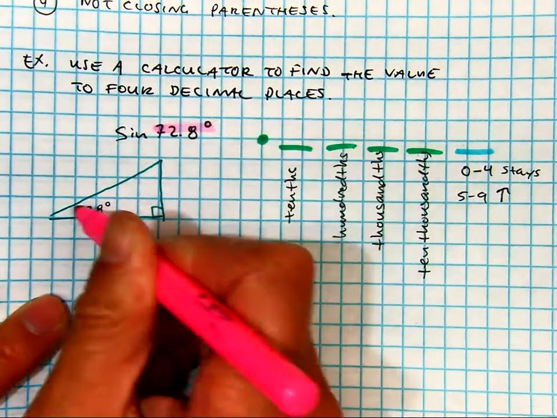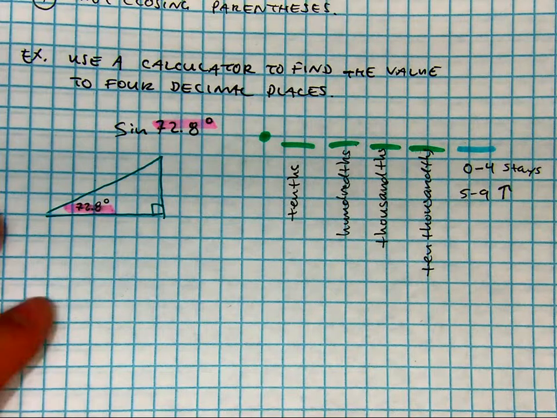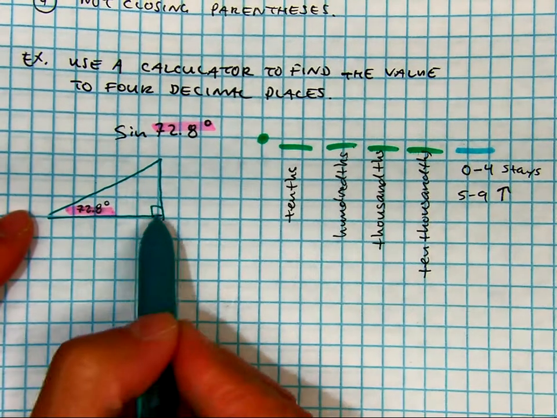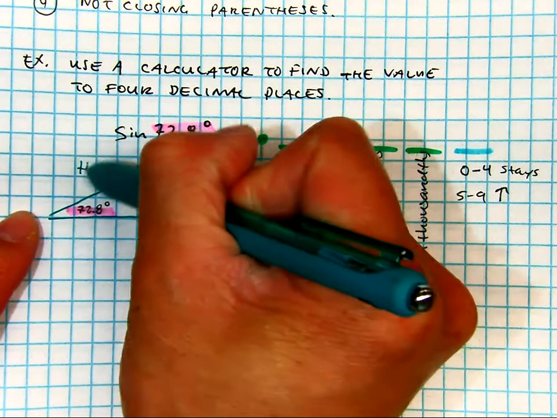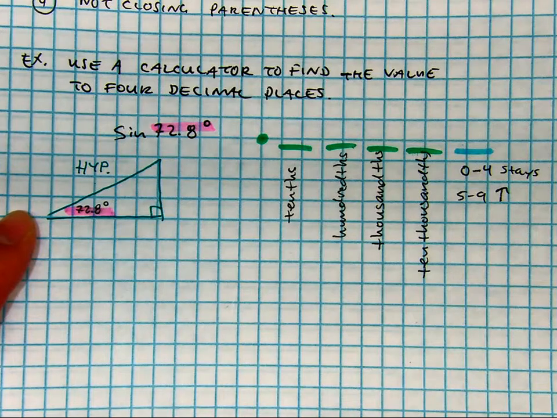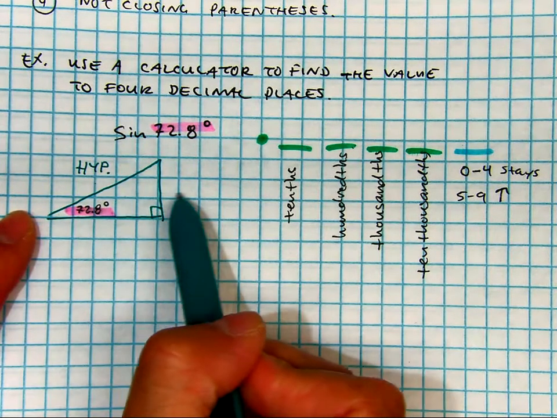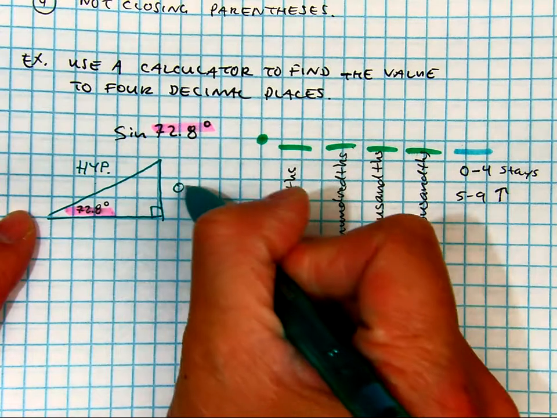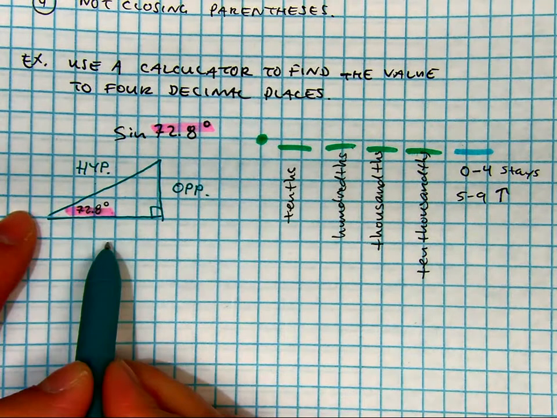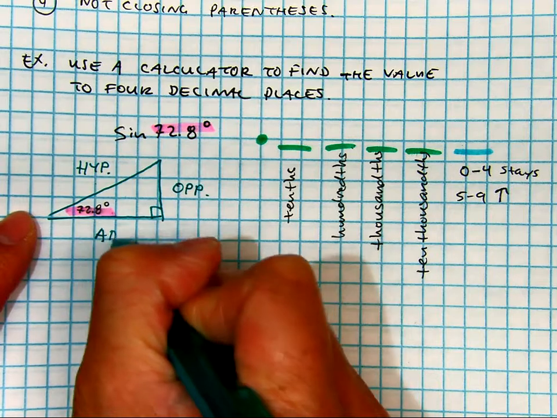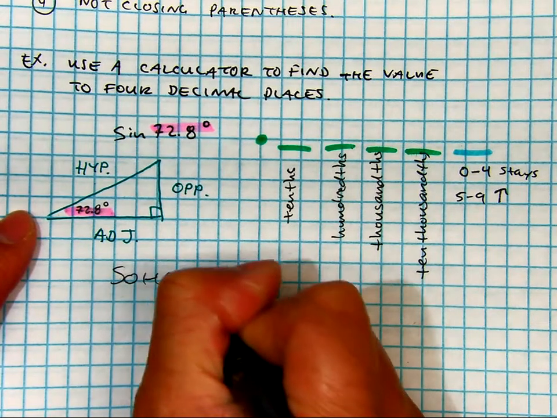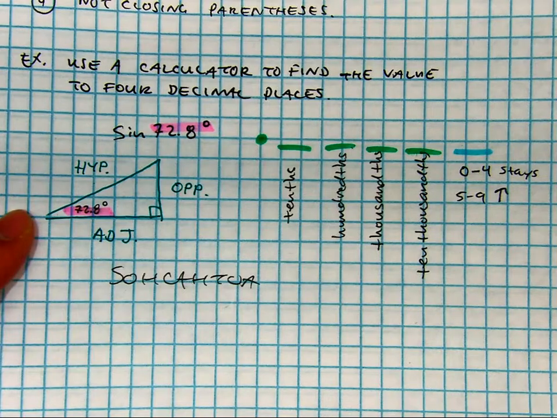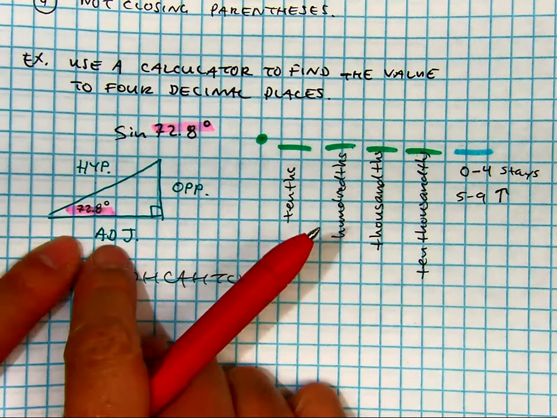Class, this side is called the, across the right angle is the hypotenuse. This side is called the opposite. And then this side is called the adjacent side. Which one do I not need for sine? I'm not going to use the adjacent. Notice the other 2 trig functions have an a in them, so I don't need this.